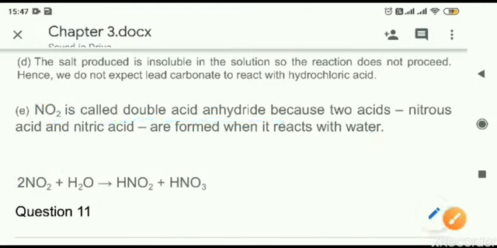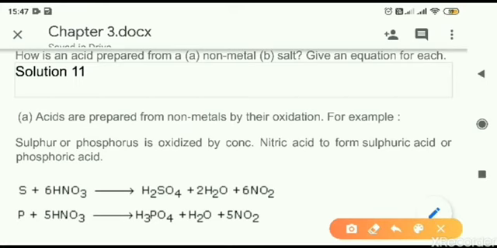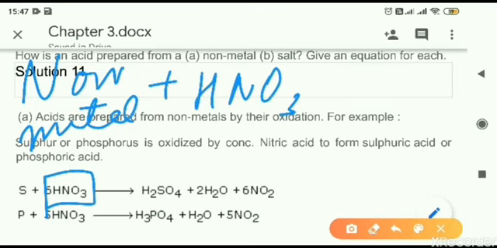Now we will move to the next question, number 11. How is an acid prepared from a non-metal and a salt? They have asked for the preparation of acid. First, how can we prepare the acid from a non-metal? It is done by oxidation of a non-metal using nitric acid. Nitric acid, HNO3, is a very strong oxidizing agent, and we can take any non-metal. Let me write the general equation: non-metal plus HNO3, the oxidizing agent. It will provide oxygen to the non-metal for the reaction to take place. So non-metal plus nitric acid.